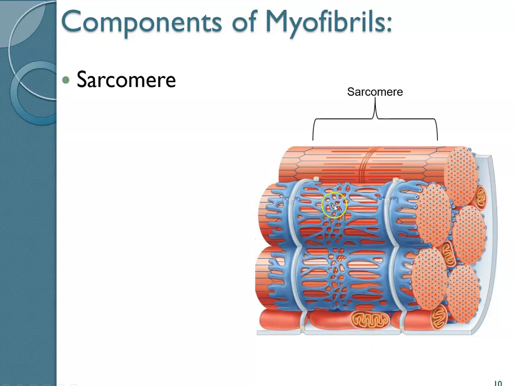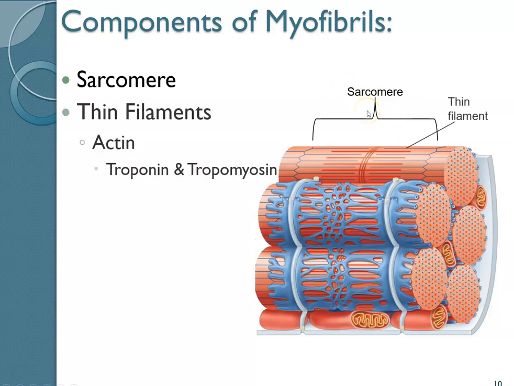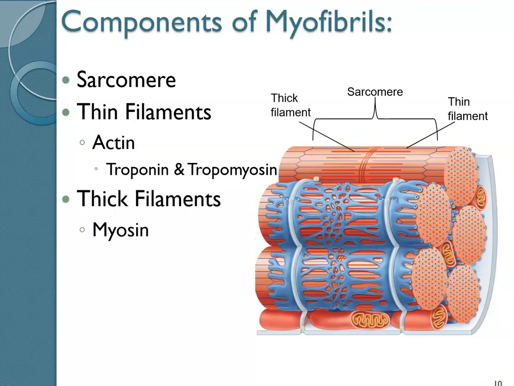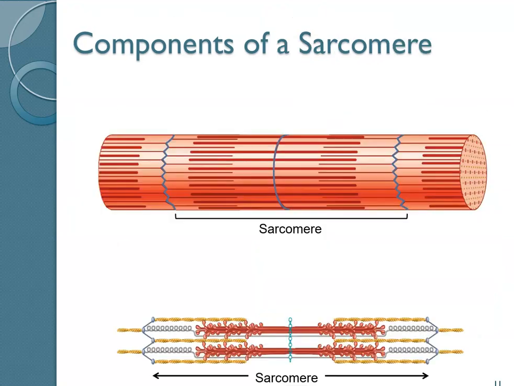So in this picture, the zigzag line is the Z disc, and the space between 2 adjacent Z discs is a sarcomere. Okay, so let's look at some structures. In this picture, blue will be for the thin filaments, and red will be thick filaments. Thin filaments are mainly made up of actin, but we also have troponin and tropomyosin, while thick filaments are made up of myosin. Okay, and that's going to be in the middle of the sarcomere.